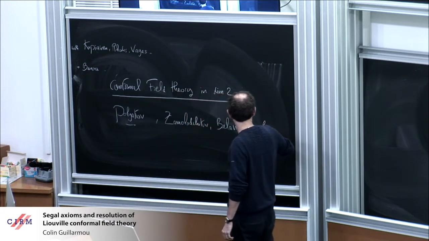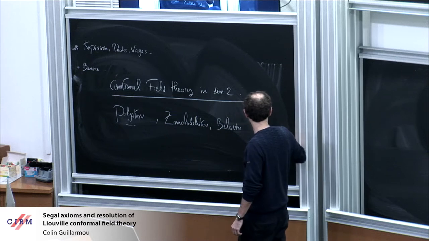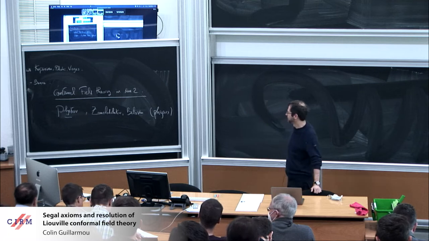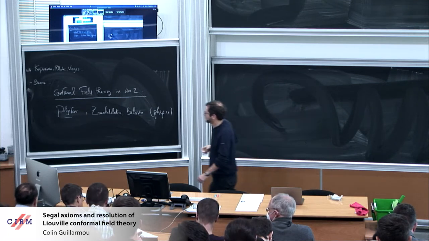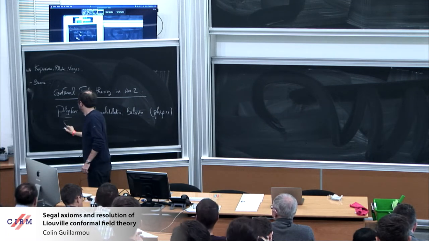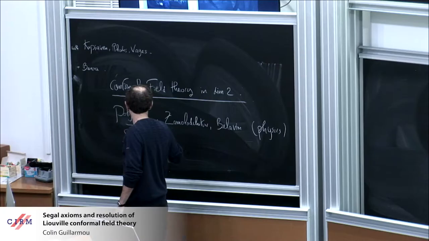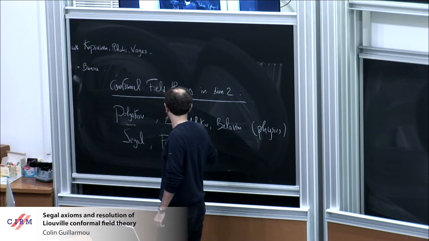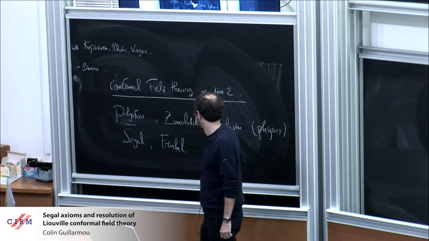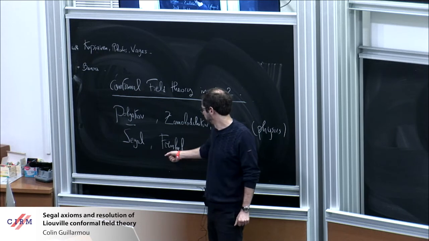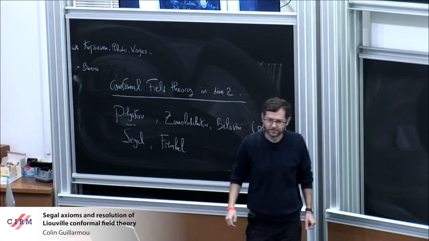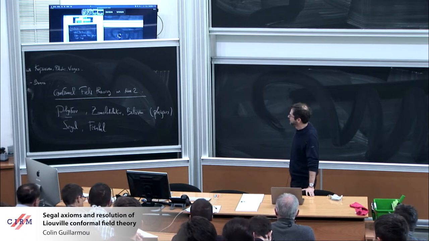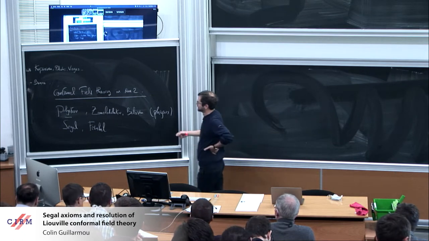In physics, and then in mathematics, it has also been considered by people like Graeme Segal, and then some mathematicians using algebraic methods like Frenkel. They're called vertex operator algebras. So this has been developed quite a lot.